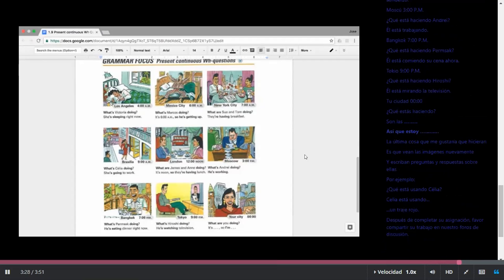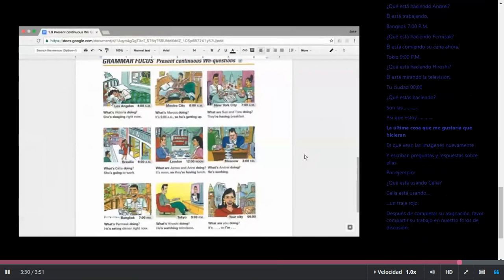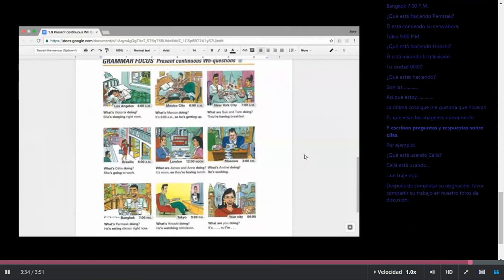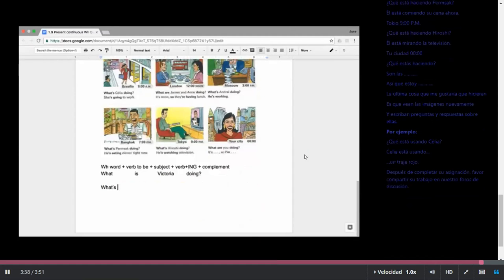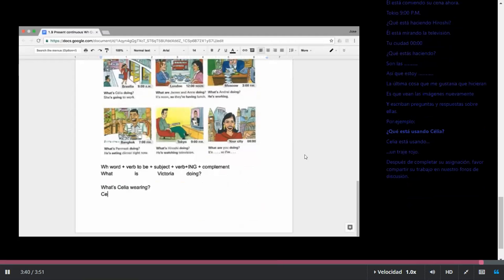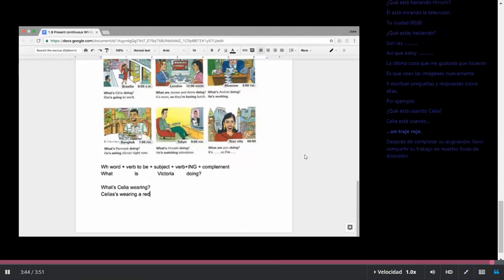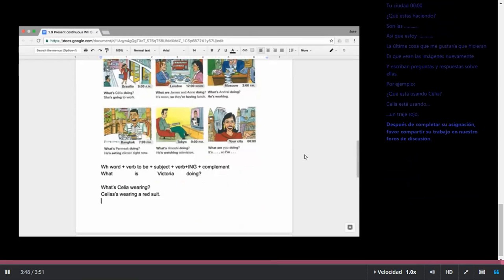The last thing that I would like for you to do is to look at the images again and write questions and answers about them. For example, what's Celia wearing? Celia's wearing a red suit. After you complete this assignment, please share your work in our discussion forums.